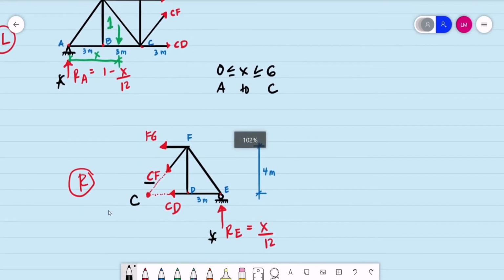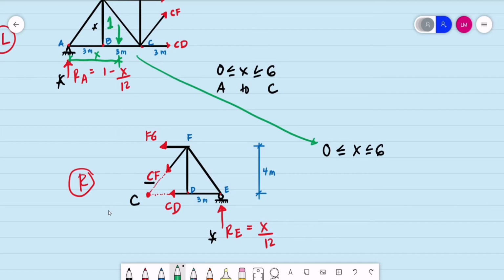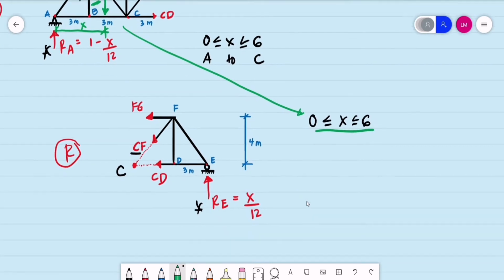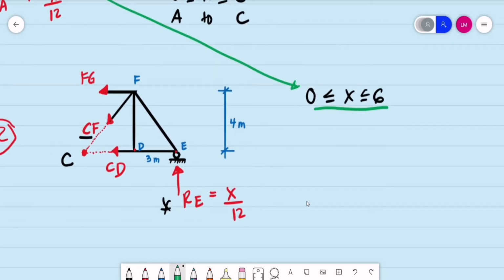To have a more simple analysis, we are avoiding this 1 unit load. So again, this is for the location of the 1 unit load, for the interval 0 is less than or equal to x, less than or equal to 6. Again, why is it that this is our interval, but we are analyzing the right side? Take note that this interval represents the location of the 1 unit load. So we have this free body diagram. The distance from point C to point D is also equal to 3 meters.